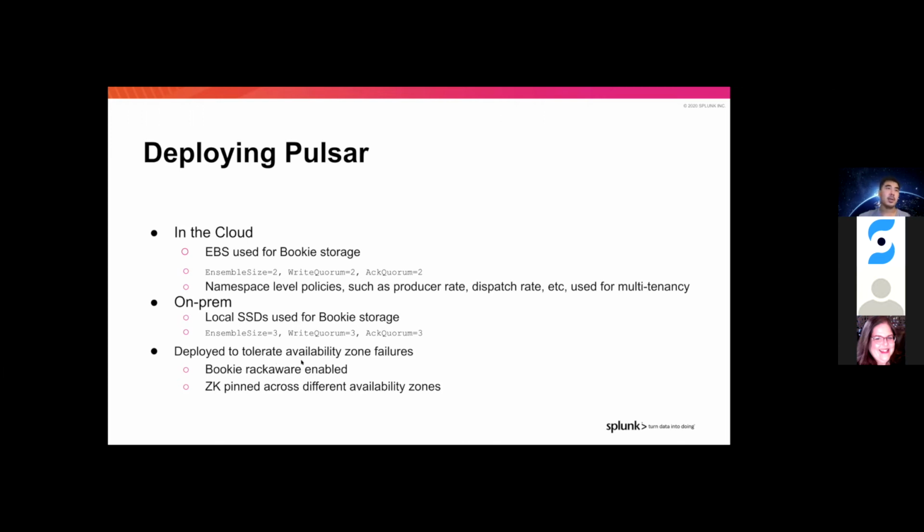For both the cloud and on-prem, we deploy to be fault tolerant and tolerate availability failures. Which means we have bookie rack awareness enabled. So we spread our bookies into the correct zones, so that if there's a zone failure in one, we're not going to lose all of the data. We can recover from that situation. And Zookeeper is also pinned across different availability zones to prevent the same thing.